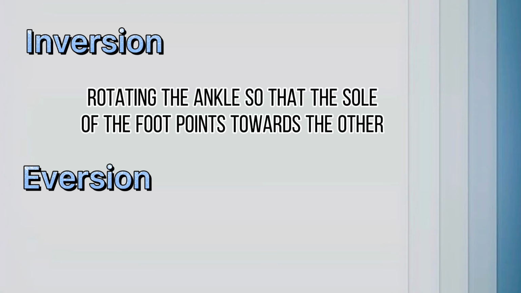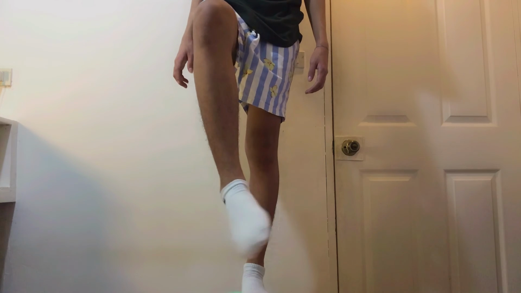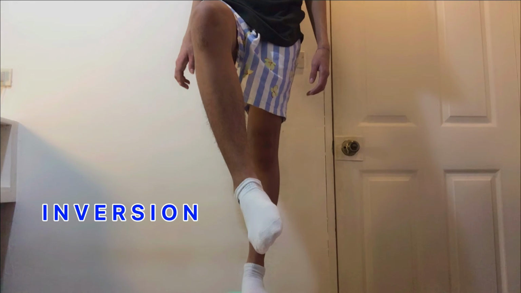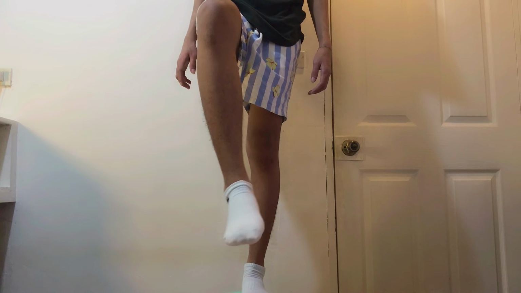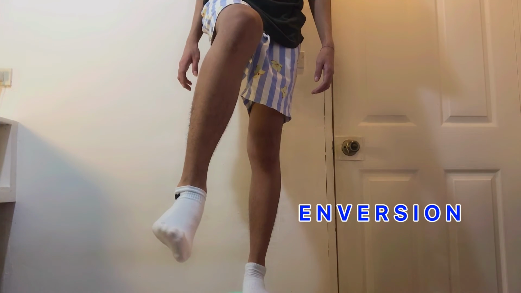And for the seventh pair, which is inversion and eversion. Inversion is rotating the ankle so that the sole of the foot points towards the other foot. And eversion is rotating the ankle so that the sole of the foot points away from the other foot. Okay, so inversion, the sole turns towards the body's midline. And eversion, the sole turns away from the body's midline.